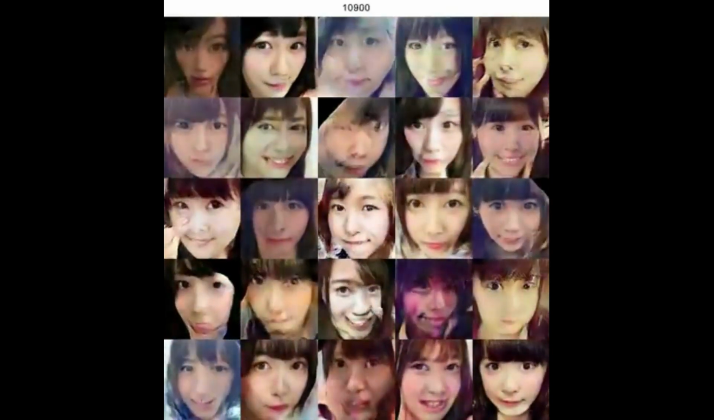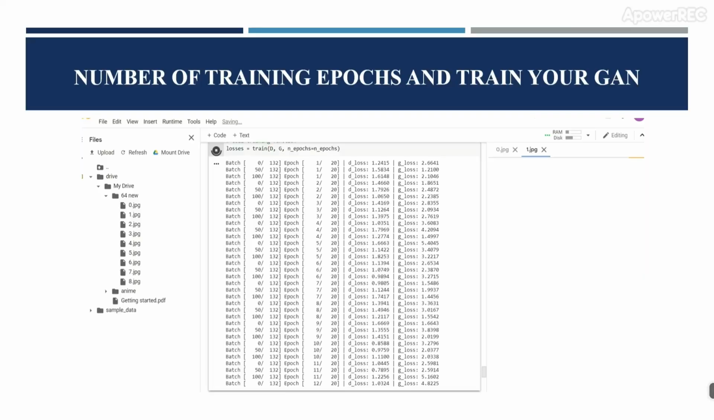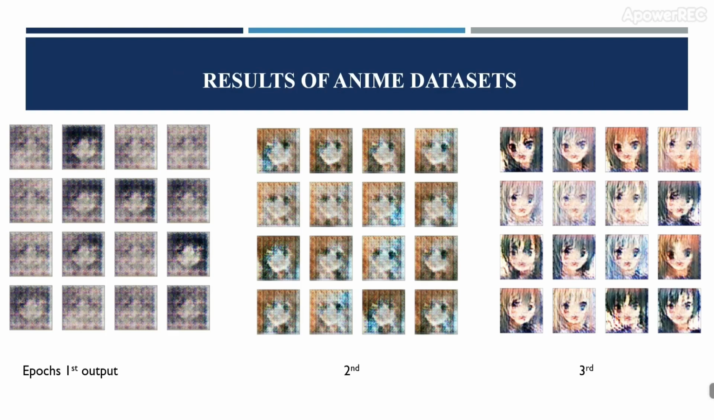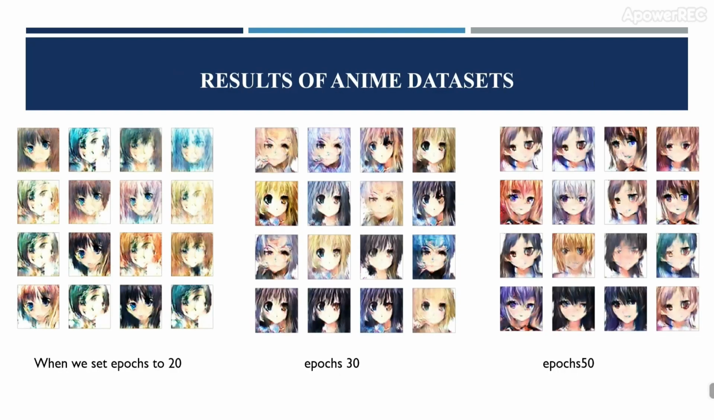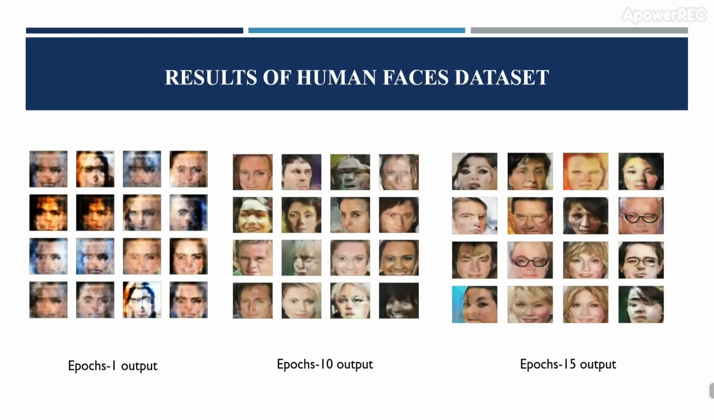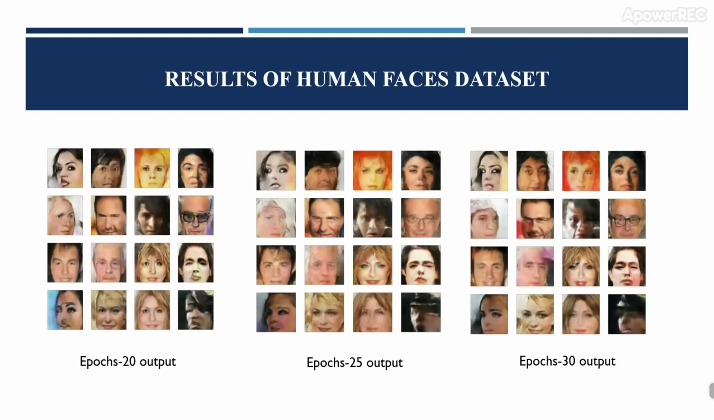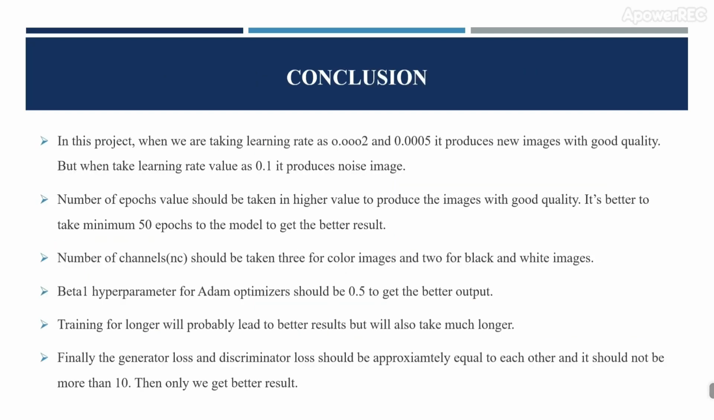The beta1 hyperparameter for the Adam optimizer should be 0.5 to get better output. Training for longer will probably lead to better results but will also take much longer. Finally, the generator loss and discriminator loss should be approximately equal to each other and should not be more than 10. Then only we get better results.